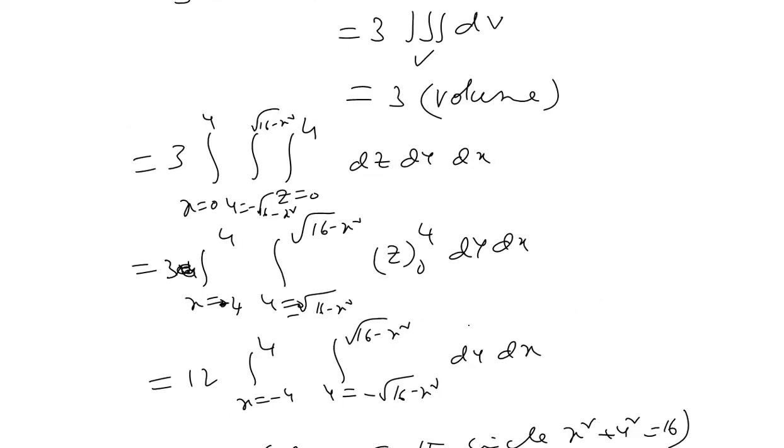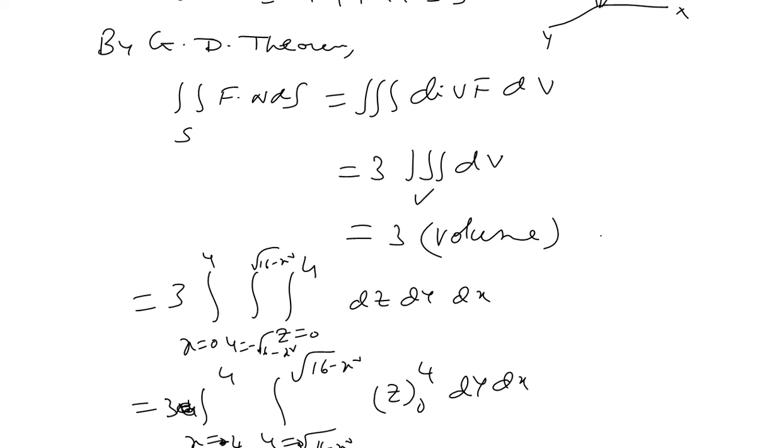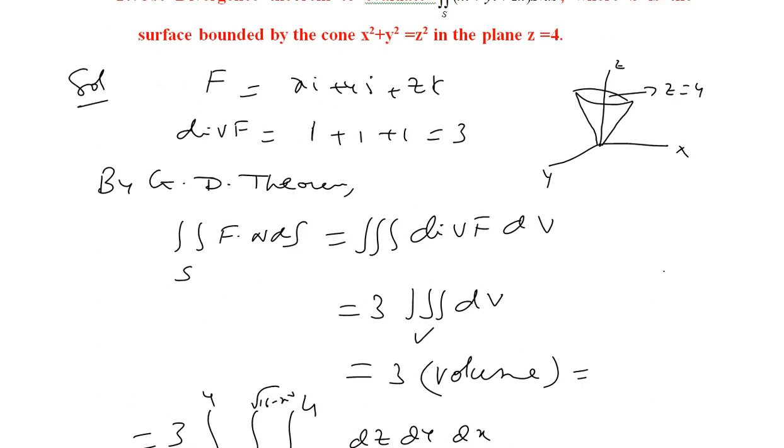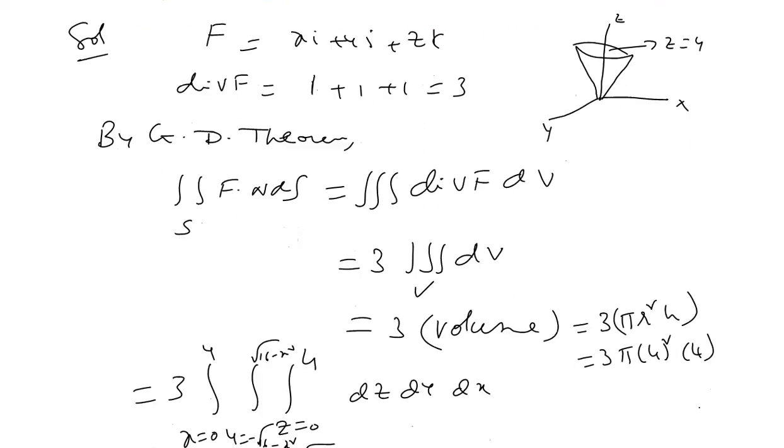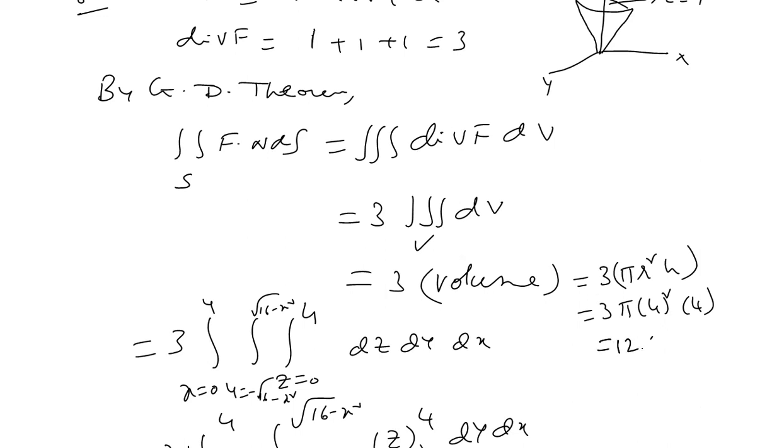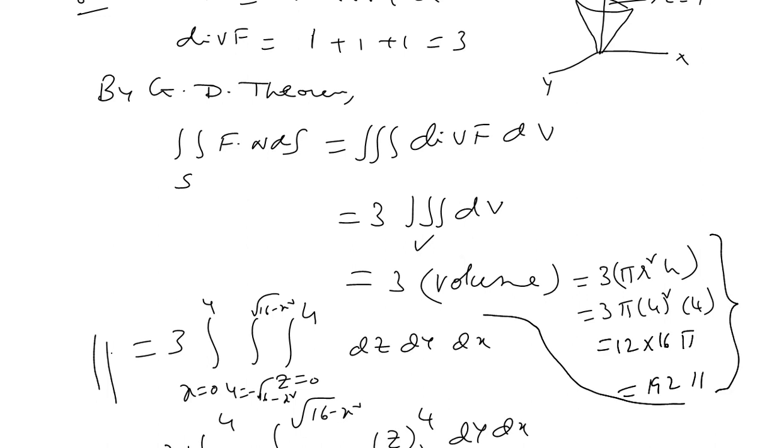Okay. So what is the volume? What is the volume of the cylinder? Volume of the cylinder is 3 times pi r square h. 3 into pi into radius 4 square, height is 4. Then what happened? 12 into 16 pi is nothing but 192 pi. Okay, you may apply this method directly or solve the integral. Both are the same.